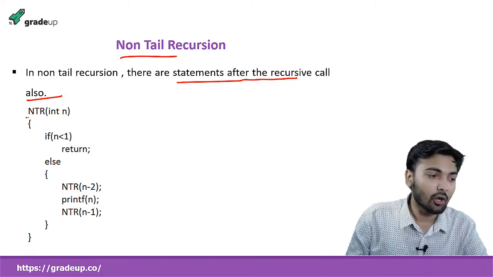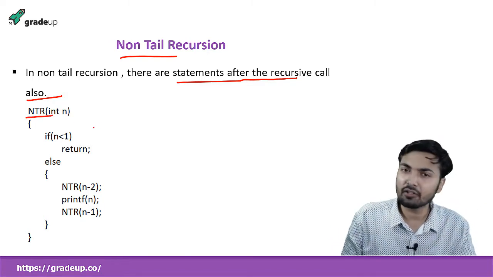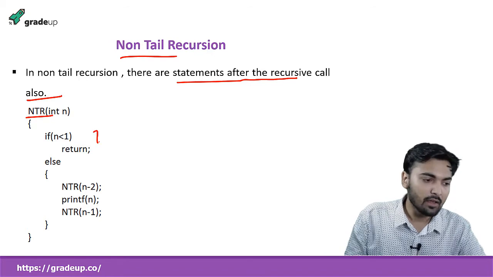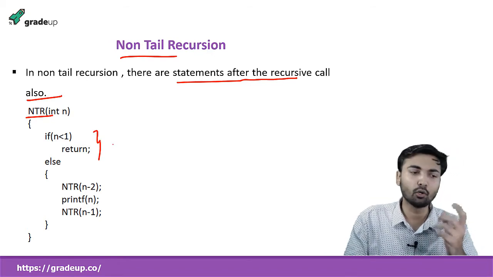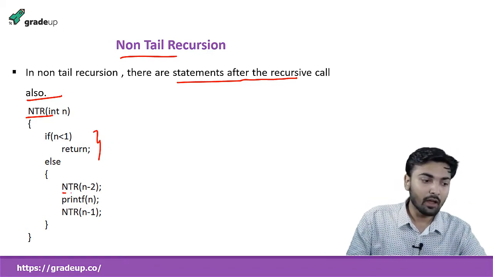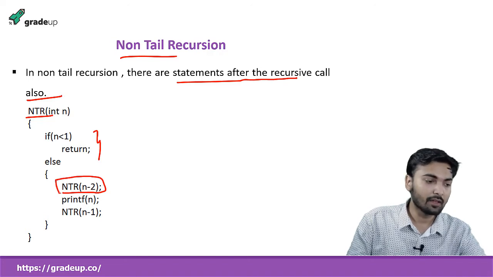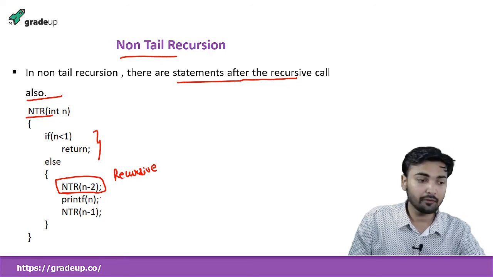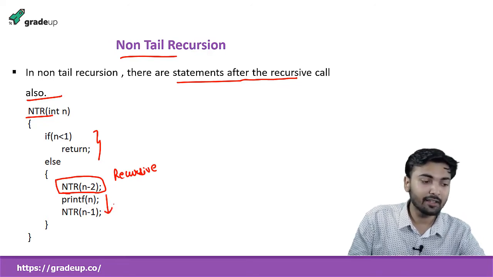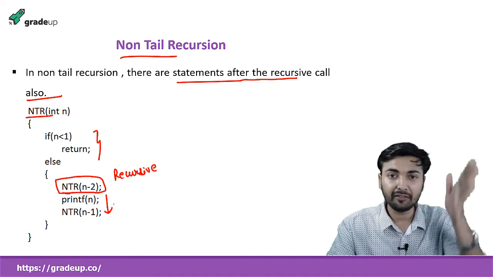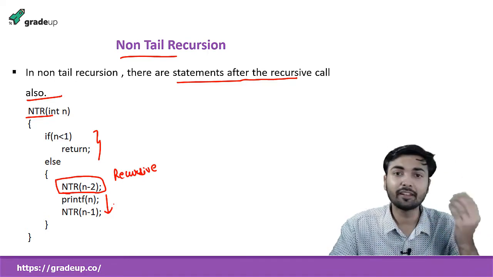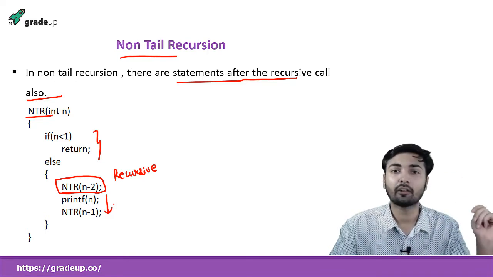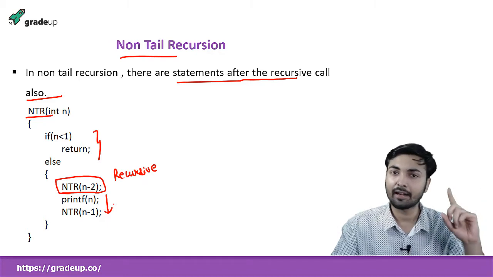See here, non-tail recursion, NTR. I have taken a function NTR, non-tail recursion. If n is less than 1, or you can say n is 0, do nothing. Else, see, a recursive call is there. This is a recursive call. Now, after the recursive call, I have some statements. See, after the recursive call, I have some statements available. So it is what? Non-tail recursion. Got it? Any doubt now?